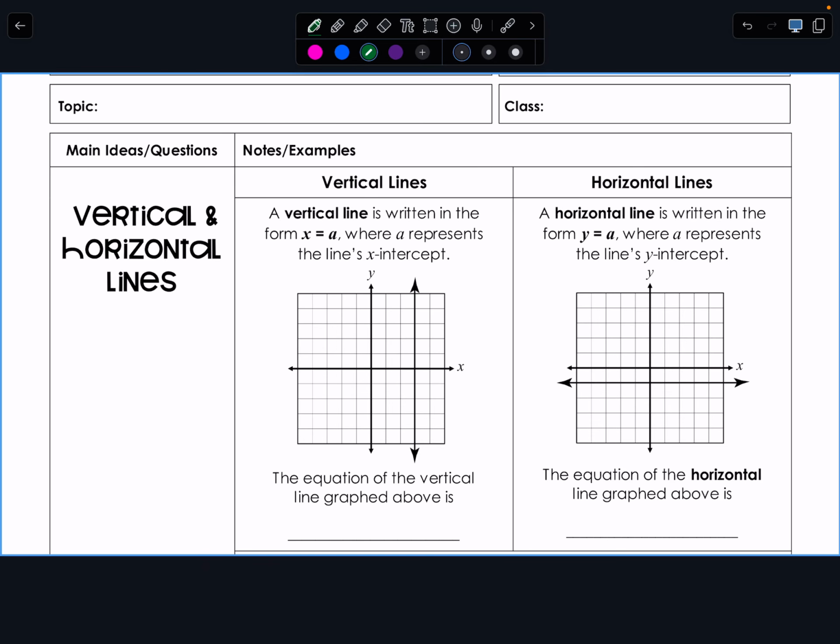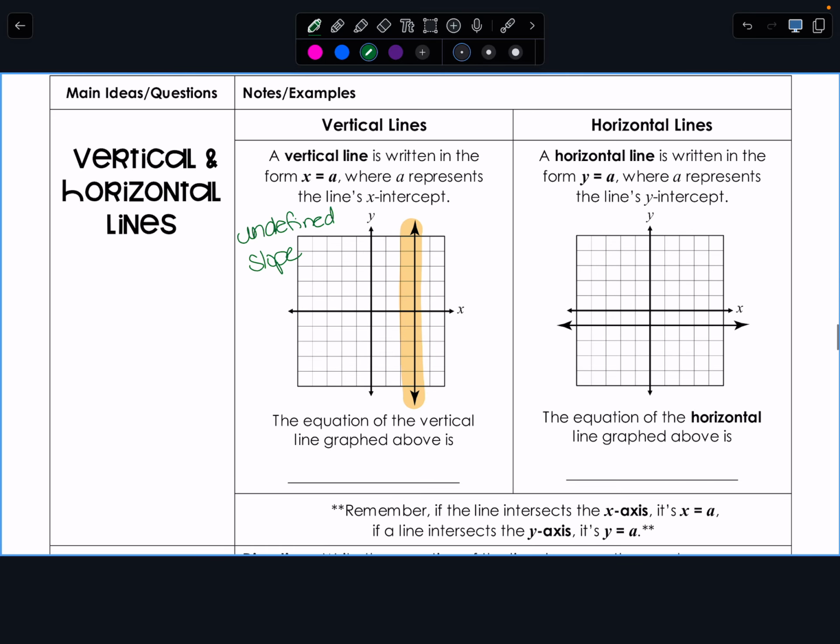So vertical and horizontal lines. So a vertical line looks like this, and your slope is undefined. So this is where you have undefined slope. So the equation of this line is x equals 3. So my equation is just the value of x. Okay. If I have a horizontal line, then that slope is equal to 0.